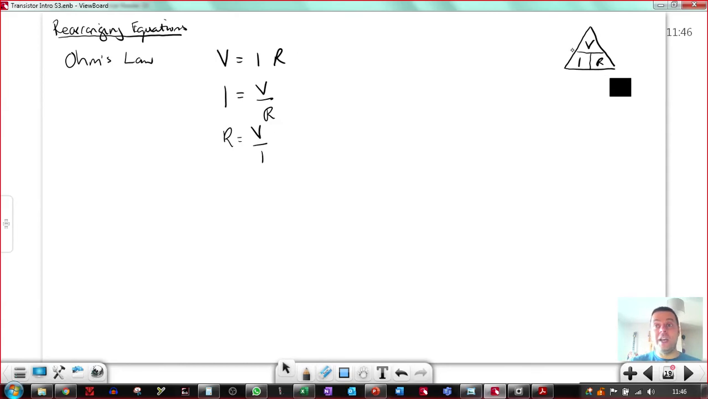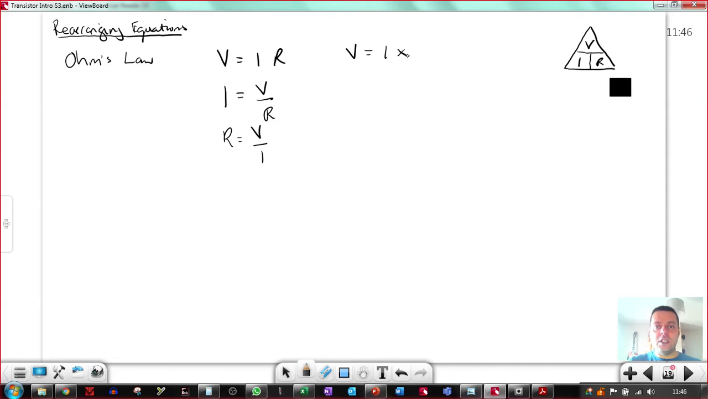The only problem is you have to remember the triangle. As long as you can remember that triangle, VIR, if you put one of those letters in the wrong place, it doesn't work. You've always got to have them populated in the triangle like that, and that lets you rearrange it. The other way to think about rearranging equations is to think about the maths of it.